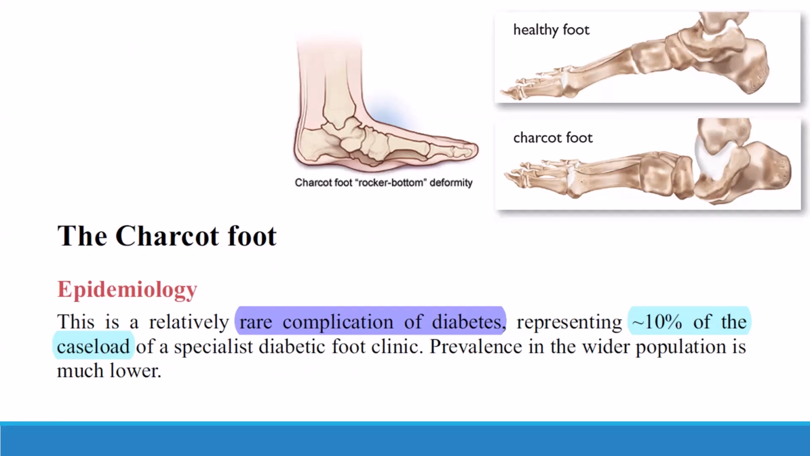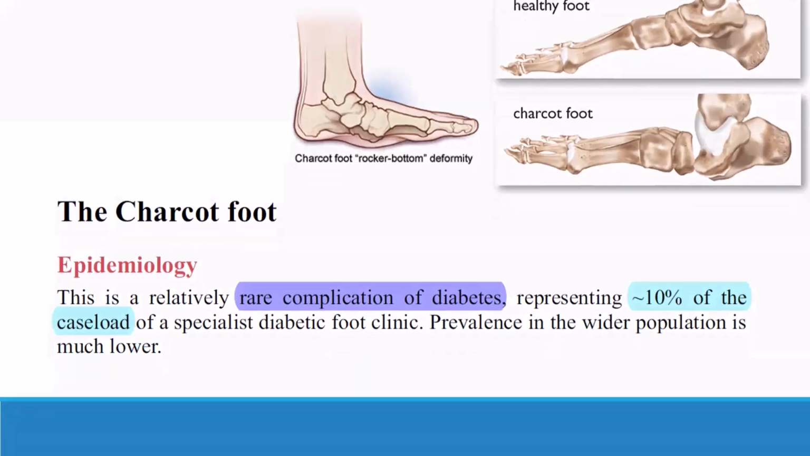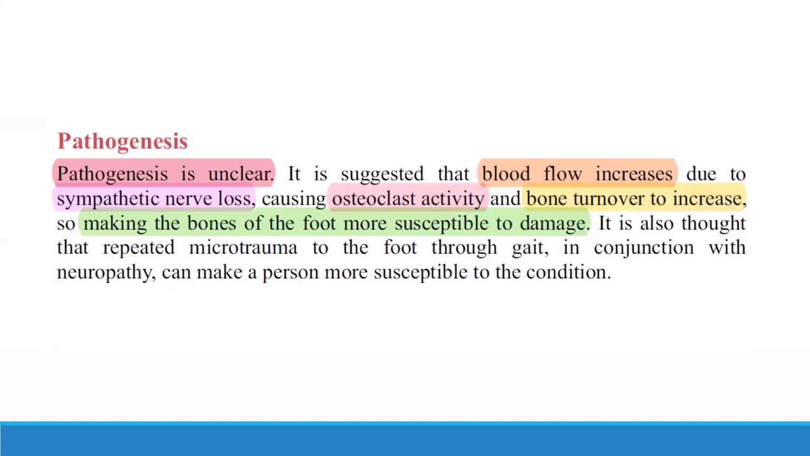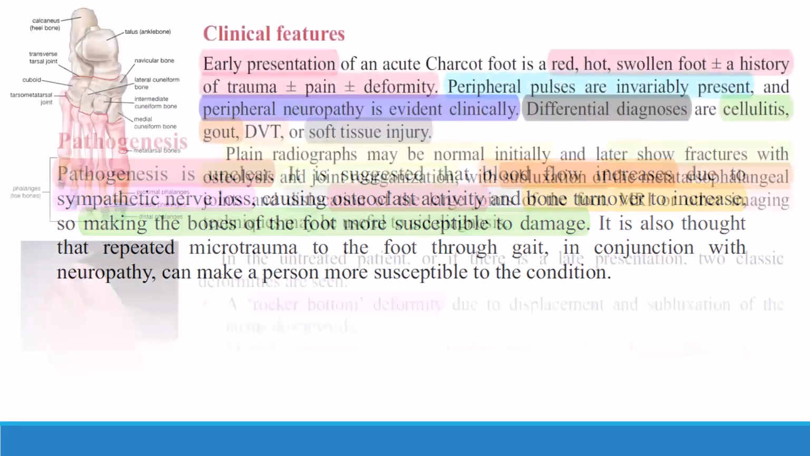It is 10% of the caseload of specialist diabetic foot clinics. The pathogenesis is unclear. It may be related to increased blood flow, causing sympathetic nerve loss, causing osteoclast activity and bone turnover to increase, so making the bone of the foot more susceptible to damage.